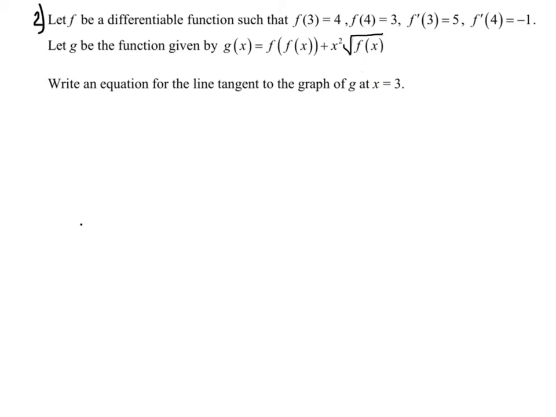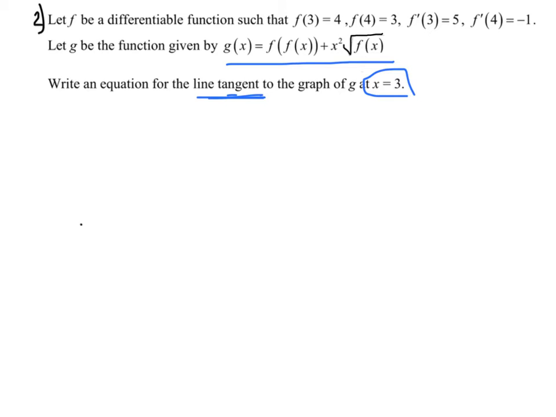Okay, in this next problem, we're again given a function g, and here it is. Okay, and you can see we got some stuff going on. g of x is equal to f of x, so there's a composition there, plus x squared times the square root of f of x. And we're asked to write an equation for the line tangent to the graph at x equals 3.